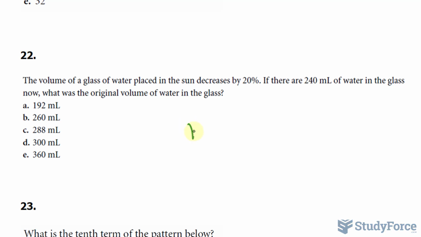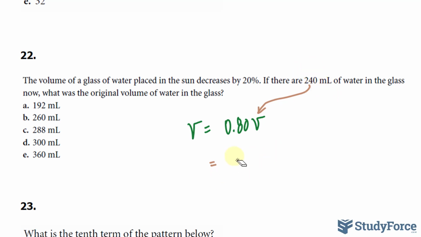In question 22, the volume of a glass of water placed in the sun decreased by 20%. So I'm going to say that the volume decreases by 20%. So there's still 80% left. If there are 240 milliliters of water now, what was the original volume of water? All right, we have to adjust this a little bit. Actually, no, we just multiply 0.8 by 240. 0.8 by 240, that was the original amount, so no, that's the new amount actually.